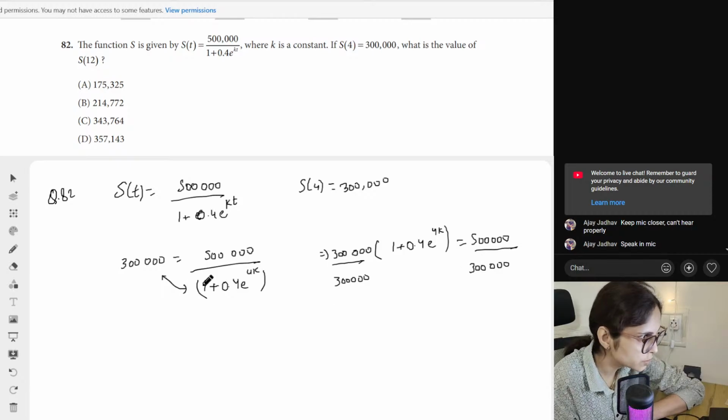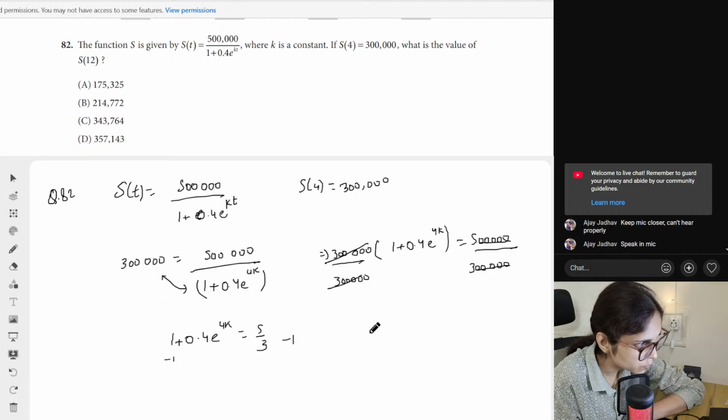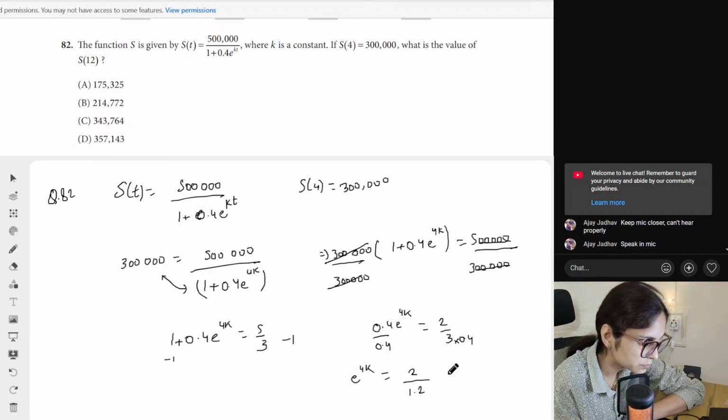So there's one shortcut, you can just switch them up. So 1 plus 0.4 e to the power 4k is equal to 5 over 3, minus 1 on both sides. 0.4 e to the power 4k is equal to 2/3, divided by 0.4 on both sides. So e to the power 4k is equal to 2 divided by 1.2. And now you take ln, 4k will be ln of 2 over 1.2, divided by 4 on both sides. So k is ln of 2 over 1.2, divided by 4.